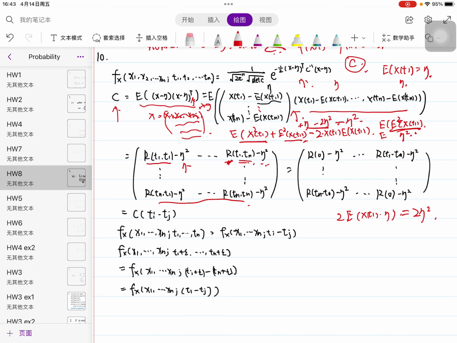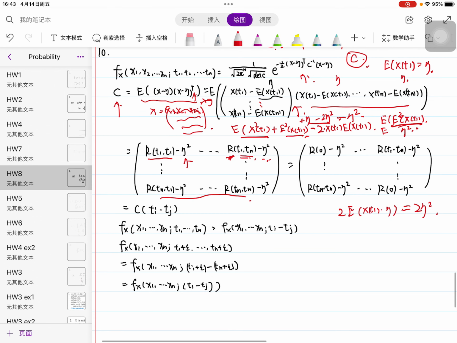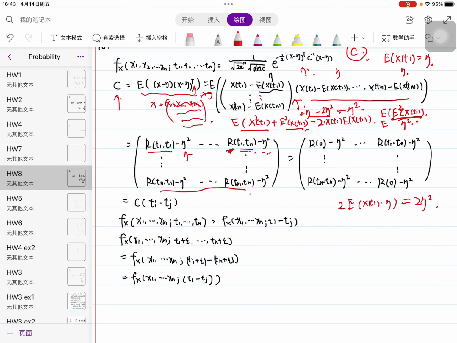And for the next step, we could replace the parameters with the time interval of these two times. So the first is t1 minus t1 equals 0, so we write 0 here, and that is t1 minus tn. I think that is not difficult, right?